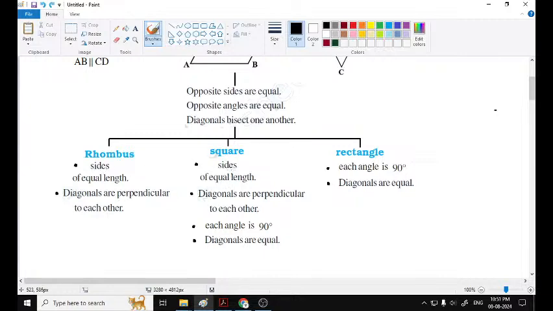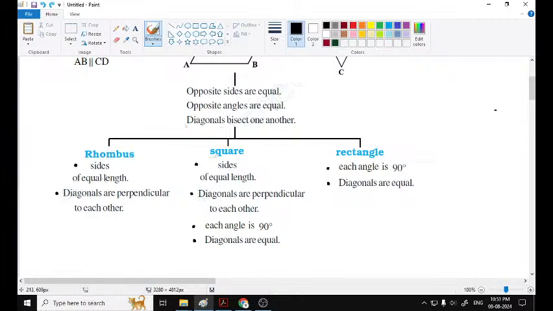In square, or let us first consider rectangle. Rectangle satisfies all these properties. Opposite sides are equal, opposite angles are equal, diagonals bisect each other, and additionally each angle is 90 degree and diagonals are equal. Now this square is a rectangle and square is also rhombus because it satisfies properties of both.